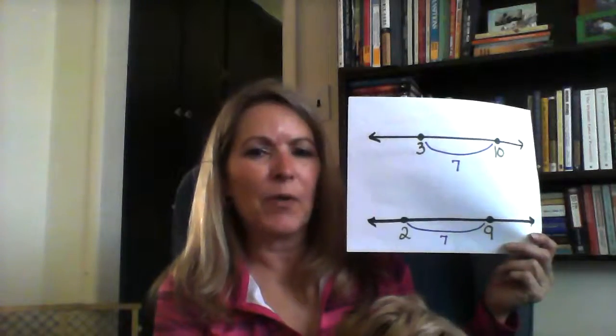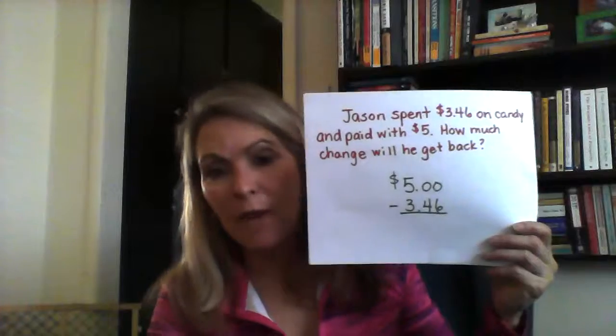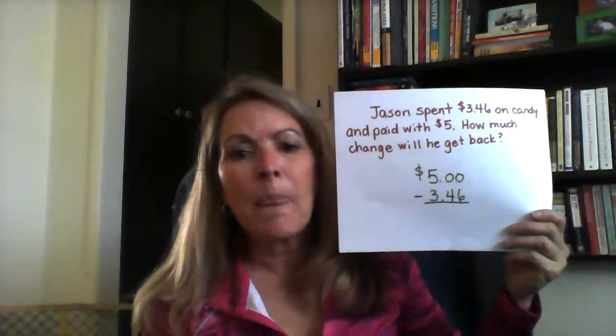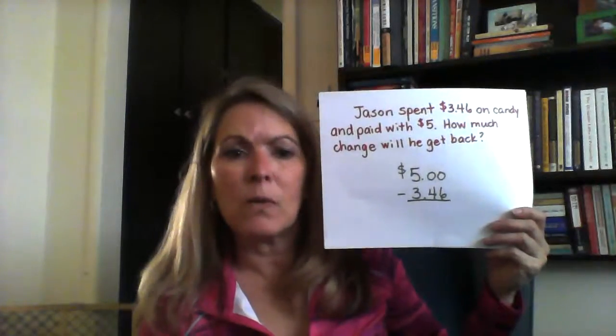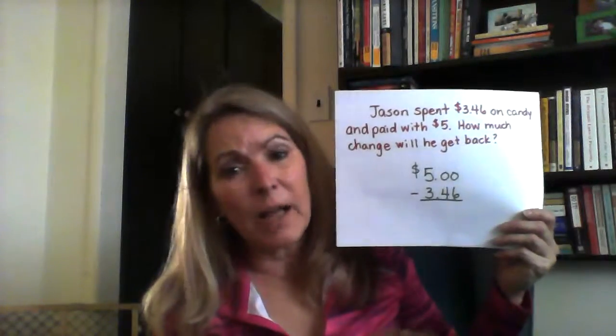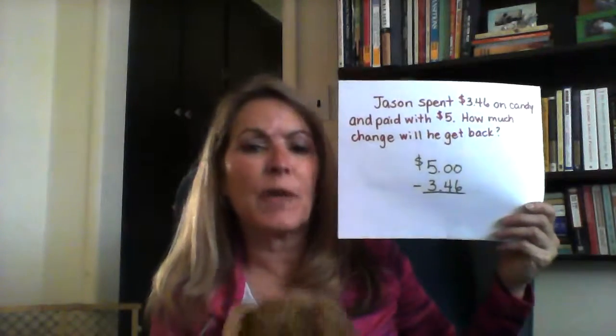So let's see how this would work if we used it in a problem that you might see on a test. This problem says that Jason spent $3.46 on candy, and then he paid with a $5 bill. How much change is Jason going to get back? If you set it up normally, $5 minus $3.46, you're going to see, oh, 5 minus 3 is 2, so it's going to be about $2 and something. Well, it's not, because you need to regroup over those zeros with the 5 so that you can actually subtract that 46 cents first.